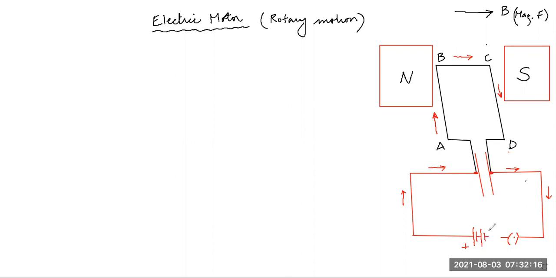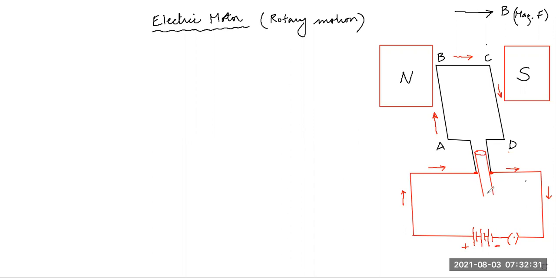So one cell, we can have two cells, we can have three cells, any number of cells. Okay, so this is your battery. This is your positive terminal. This is your negative terminal. Obviously, current will flow in this direction.